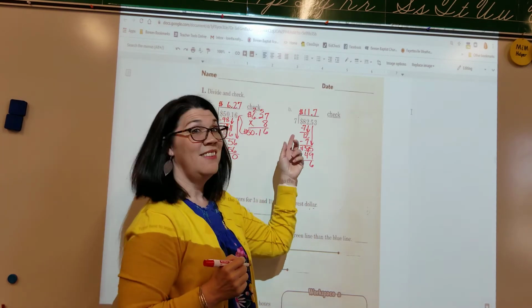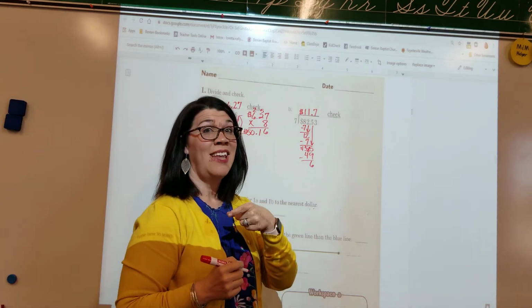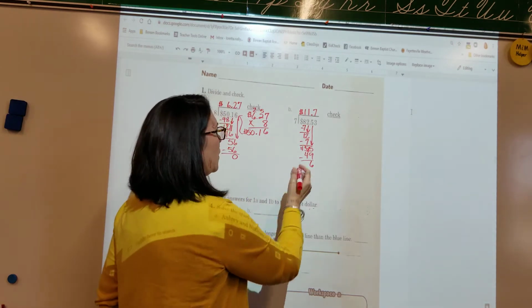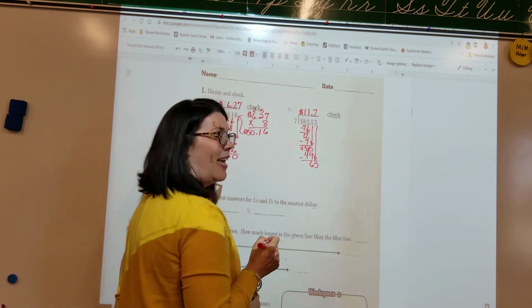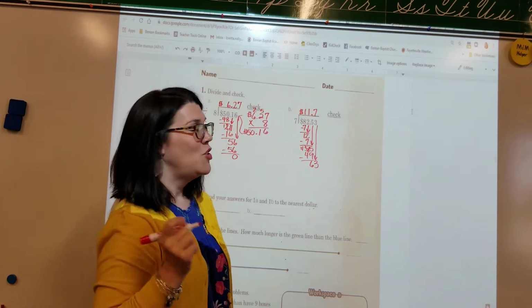Is 6 less than 7? It is. It's close, but it is less, so we can move on. Next, we're going to bring down this last number, which is a 3. And again, it's going to work out perfectly for us, which I love.